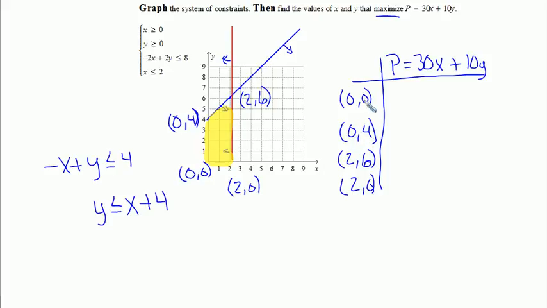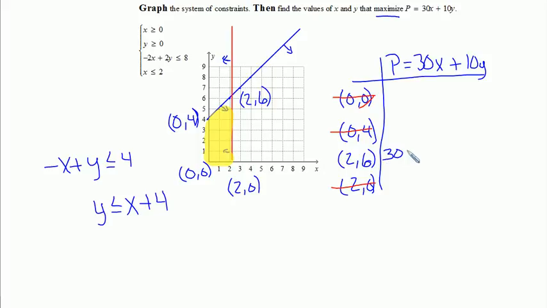Zeros are equal. 4 is bigger than 0, so 0, 4 is going to give me a larger value than 0, 0. 2 is bigger than 0, and 6 is bigger than 4, so 2, 6 is going to give me a larger value than 0, 4. My 2's are equal, and 6 is bigger than 0, so 2, 6 is going to give me a larger value than 2, 0. Let's go ahead and plug this in.